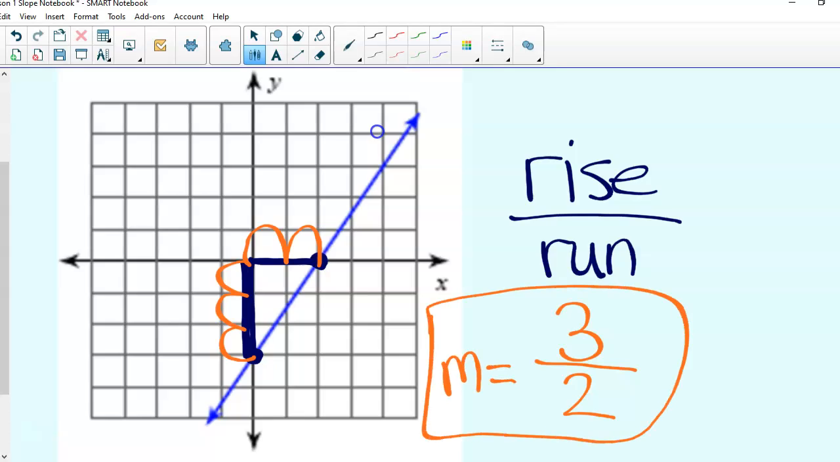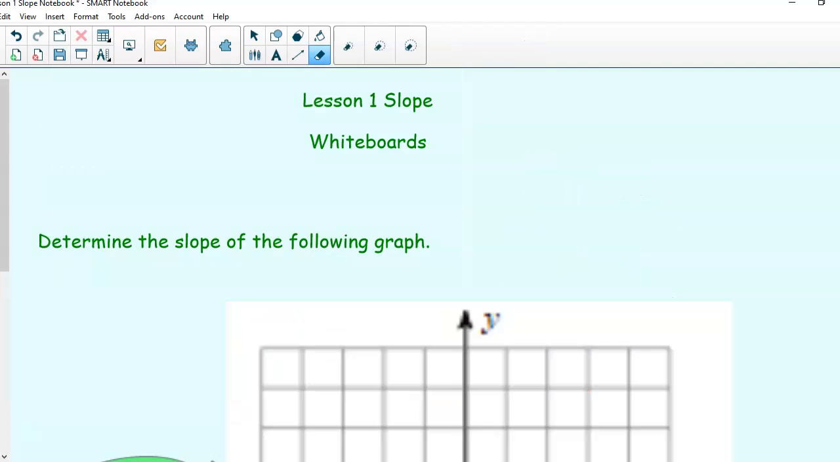Anytime we're dealing with slope, we have to ask ourselves if we can simplify that fraction. 3 halves is already the most simplified version, so I don't have to worry about that. If this was a negative slope, if the line started up here and went to the bottom right, I would put a negative sign out front.